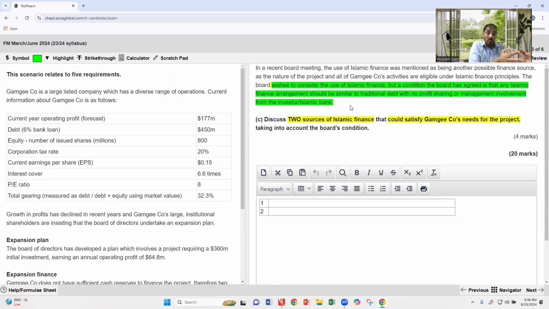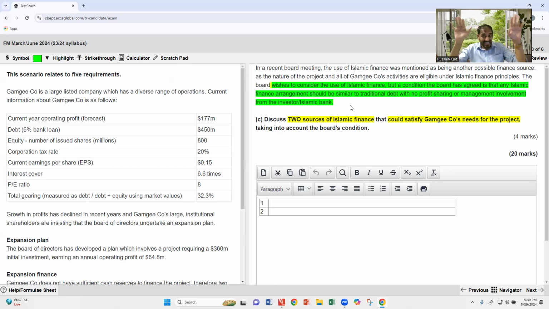We should not just mention two Islamic sources of finance, but also make a suggestion of an Islamic financing mode having the characteristics of no profit sharing or management involvement, no management involvement from the investor or the Islamic bank. So that is the point.